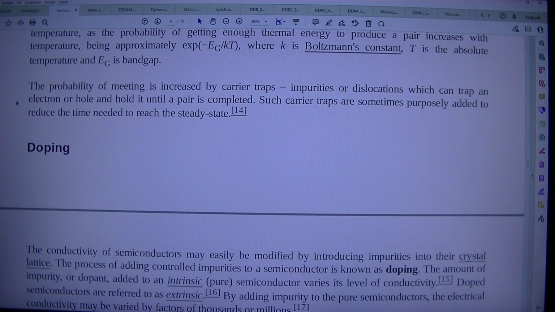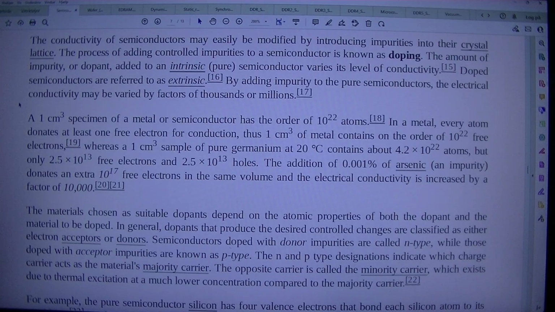Doping. The conductivity of semiconductors may easily be modified by introducing impurities into their crystal lattice. The process of adding controlled impurities to a semiconductor is known as doping. The amount of impurity, or dopant, added to an intrinsic, pure, semiconductor varies its level of conductivity. Doped semiconductors are referred to as extrinsic. By adding impurity to the pure semiconductors, the electrical conductivity may be varied by factors of thousands or millions.